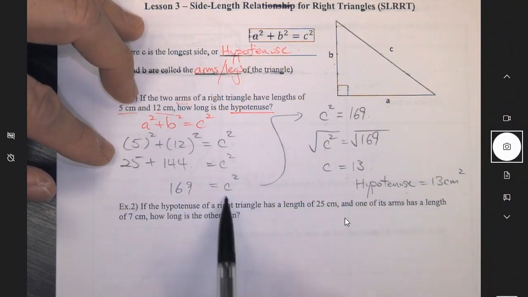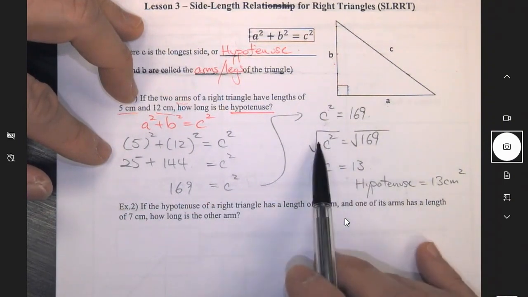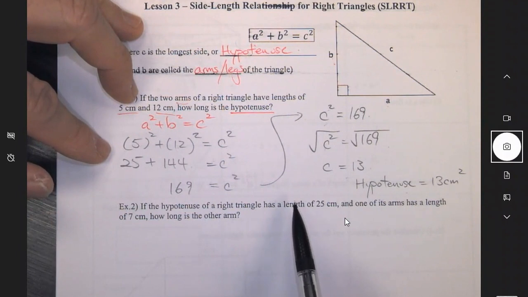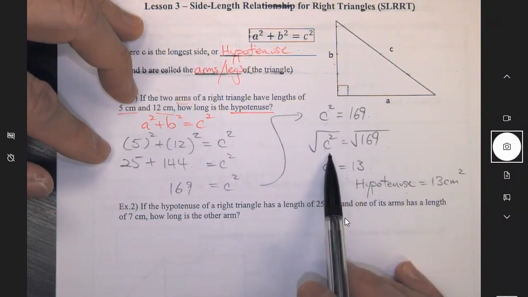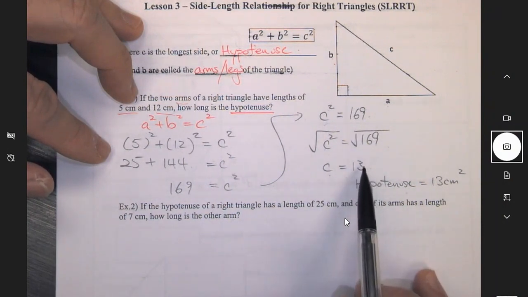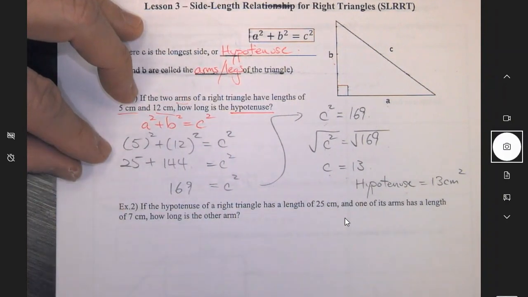Now, to get c, what I need to do is square root both sides. Square rooting, remember, is the opposite operation of squaring a number. So the square root of c squared will give you just c. The square root of 169 will give you 13. Okay, so that's 13 centimeters.